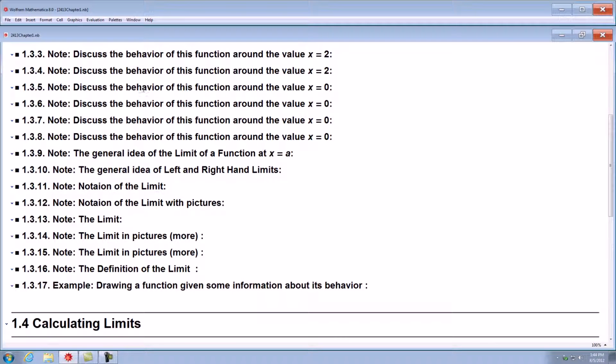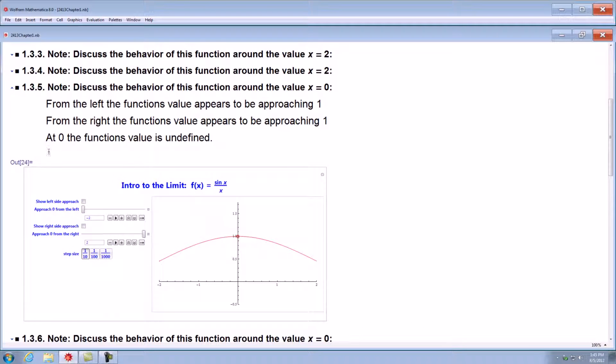All right, next one. Let's discuss the behavior of this function around 0. So I'm going to go to a different x value now. Okay, so for this function, sine of x over x, if you plug in 0, you get sine of 0, which is 0, divided by 0, that's undefined. So we have a hole here at 0. However, if you start plugging in values from the left, and as we approach 0, you can see that our function is going somewhere.